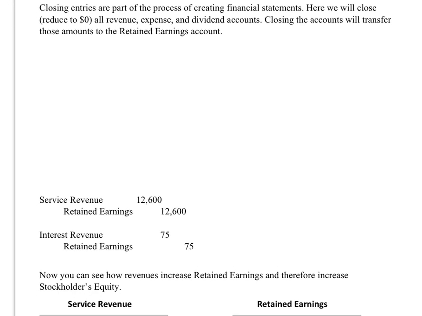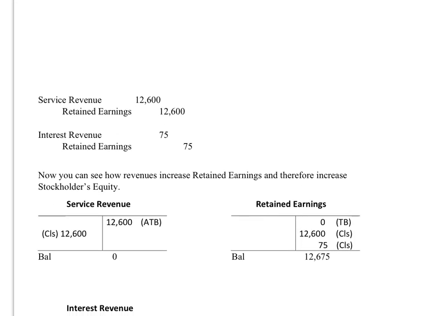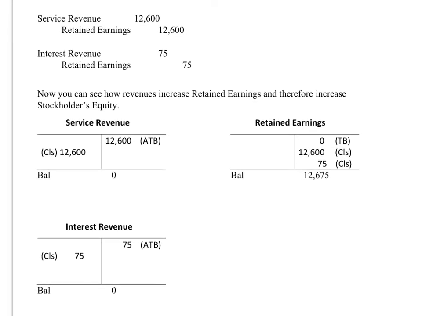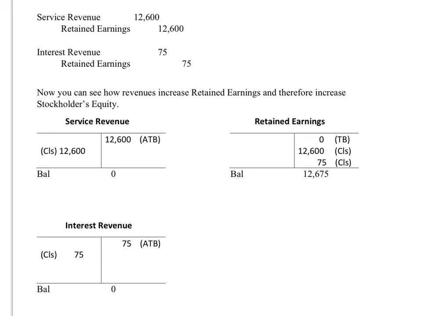So here we have the service revenue totaled $12,600. If you will recall, we had some revenues and I added to them, right? So service revenue gets debited $12,600. It's going to go to zero. Interest revenue is going to be debited $75, and it's going to go to zero. Right? Here's our closing entry.